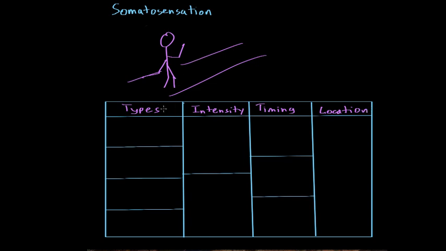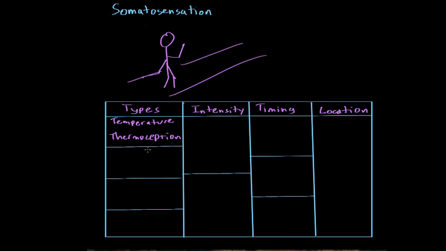So what are the different types of senses that he can have as he's walking down the street? So of course, we need to get information about the temperature. So is it really cold outside? Is it really hot outside? So the sensation of temperature is something known as thermoception.